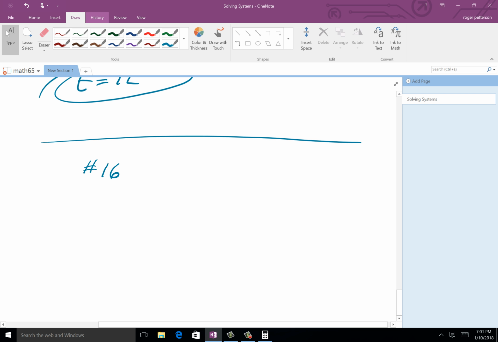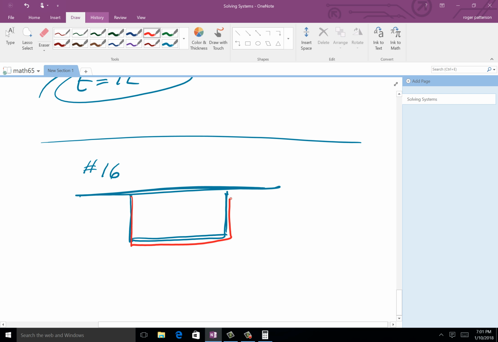Alright, since it's talking about a rectangular lot fenced along three sides, I think I'll draw a little rectangle here. So it must be put up against like a house or something like that because I'm only fencing in these three sides. There we go. Alright, so I drew a little picture of what's going on. I got the word perimeter in there. Okay, so what does perimeter mean? It's all sides added up. Yeah, it's the lengths of all sides added up, right?